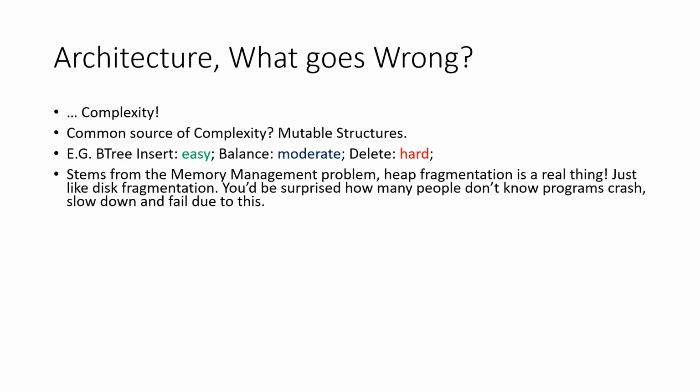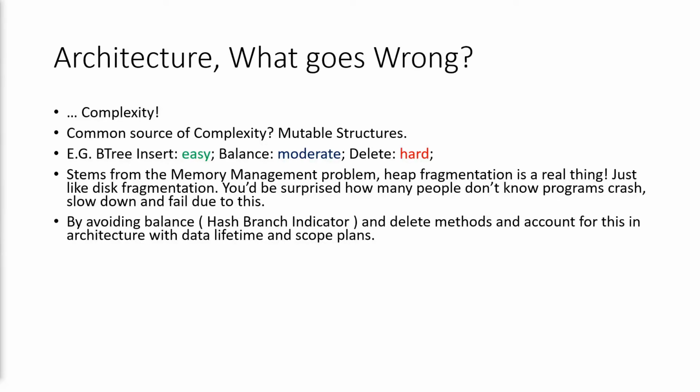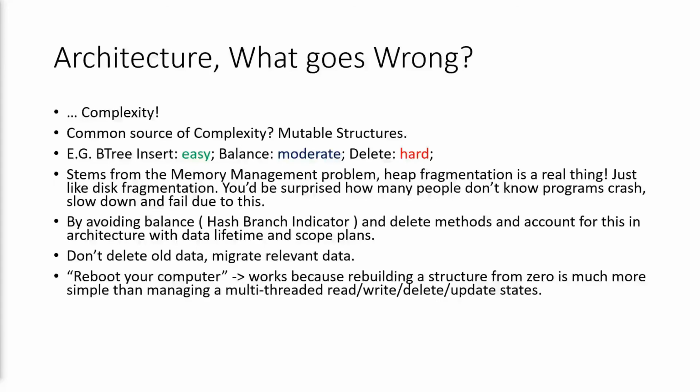We can avoid balancing our trees altogether by hashing our branch indicator with a properly distributed hash. We can avoid deleting by managing our data lifetimes and scope at the architecture level. We don't delete data, we tag and migrate. It just so happens that this works for the same reason rebooting your computer works. Rebuilding a data structure from zero is much simpler than managing a multi-threaded read, write, delete, update state.